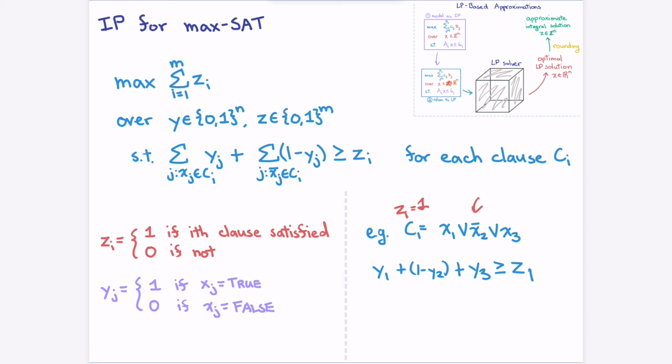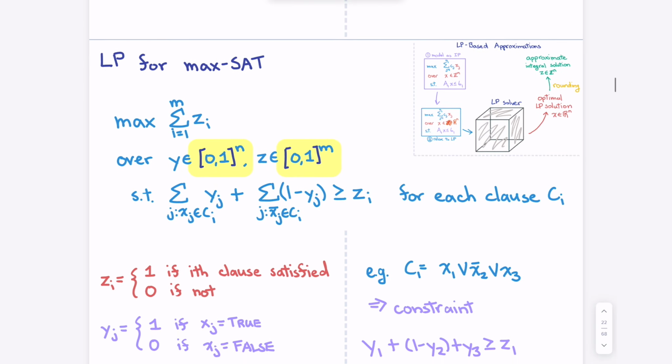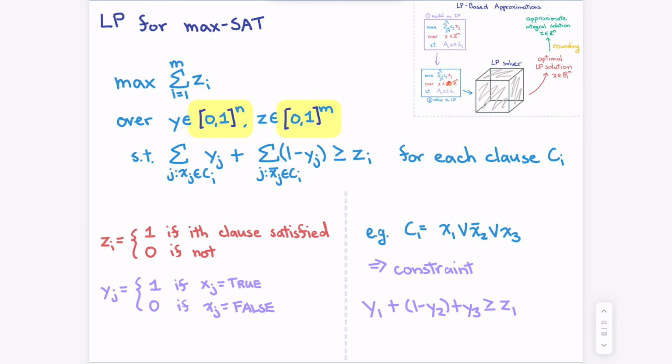All right, so to turn this into a linear program, we're not going to do anything clever. We're just going to say, instead of saying 0 or 1, you can choose any value between 0 and 1. But otherwise it has the same semantic meaning. 0 still means false, 1 means true. What does half mean? I don't know, but.